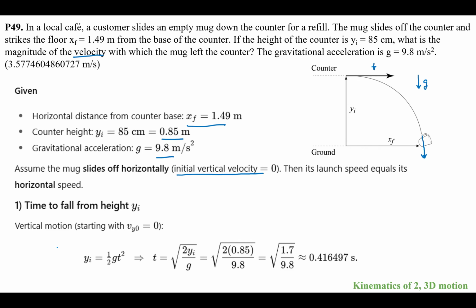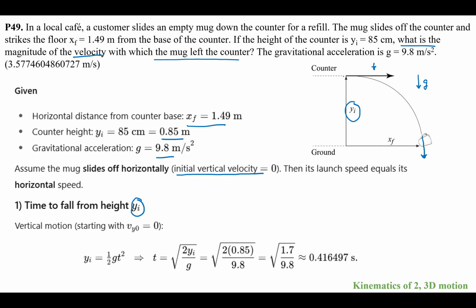Okay. And then we need to figure out several things. First thing is the time to fall from the height yi. So we know that we have a fixed height, and then the cup will fall to the floor or ground. Okay, so if you look at what is being asked, what is the magnitude of the velocity with which the mug left the counter?